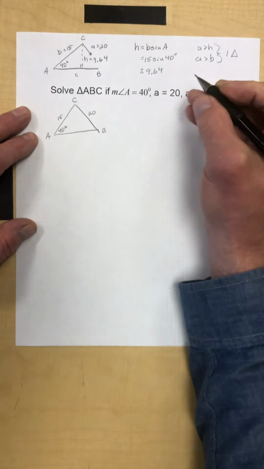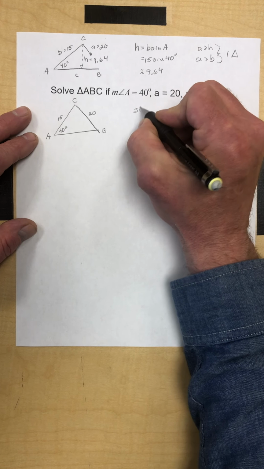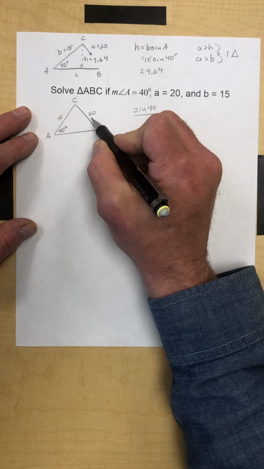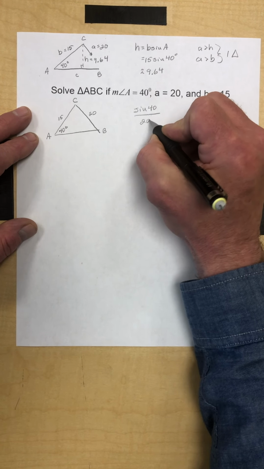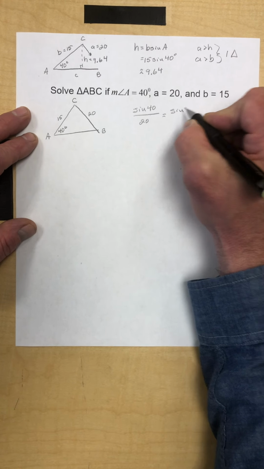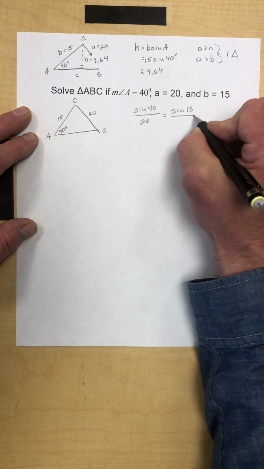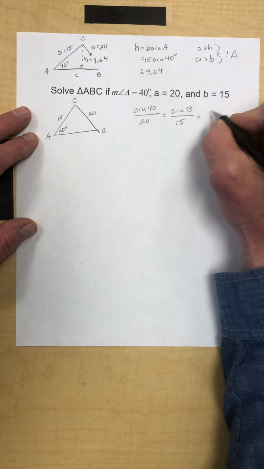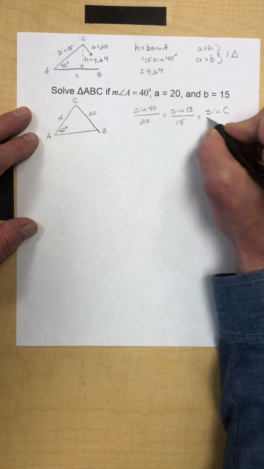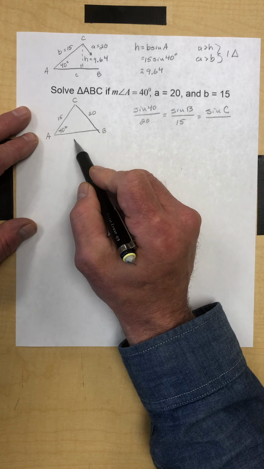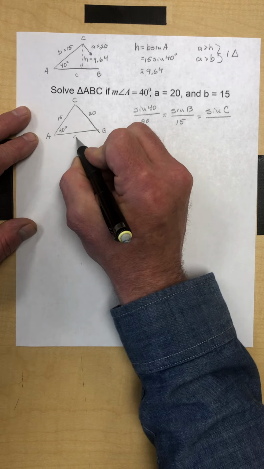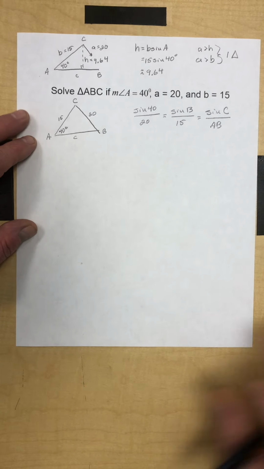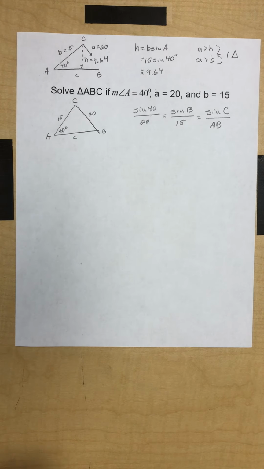So I use the law of sines. The sine of angle A, which is 40 degrees, over the length of the side opposite, little a, which is 20, has to equal the sine of angle B, which I do not know, over the length of the side opposite, little b, which is 15. And that equals the sine of angle C over the length of the side opposite, which I don't know. I could call that little c, or I could just call it AB.